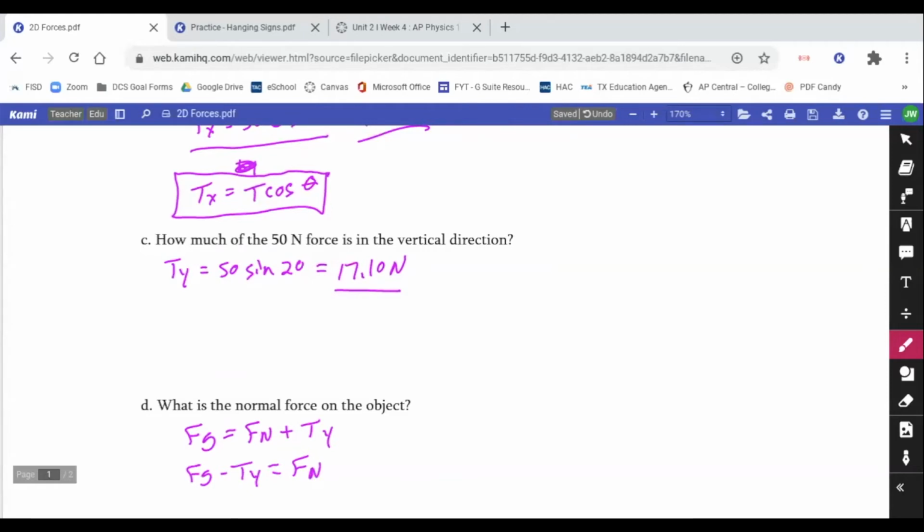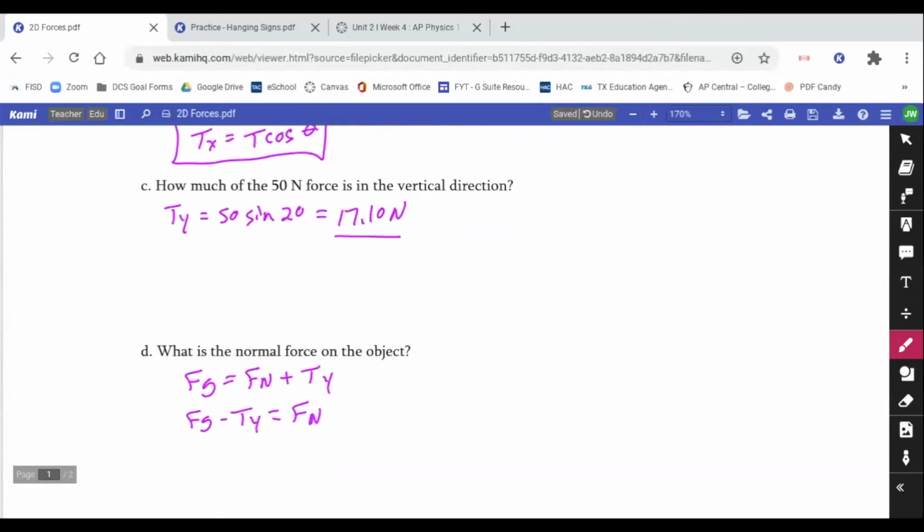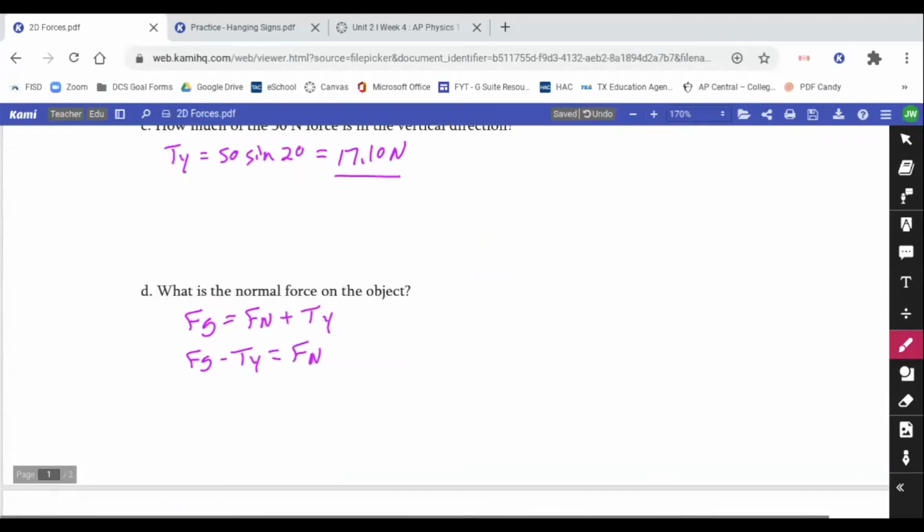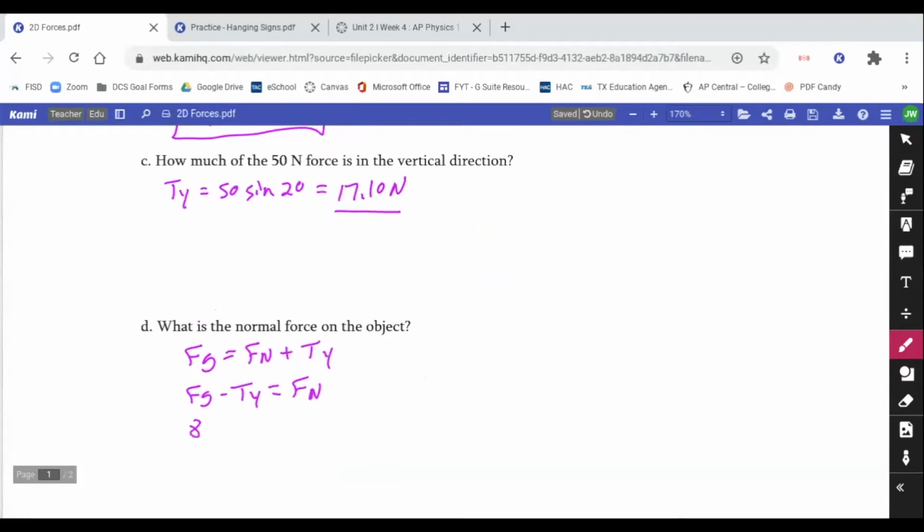If we were to plug in some numbers, I think I still have some room. Let's see what those numbers were. All right, 8 kilogram object, so the force of gravity is going to be 80 minus Ty, which we said Ty is 17.10, is equal to the force normal.